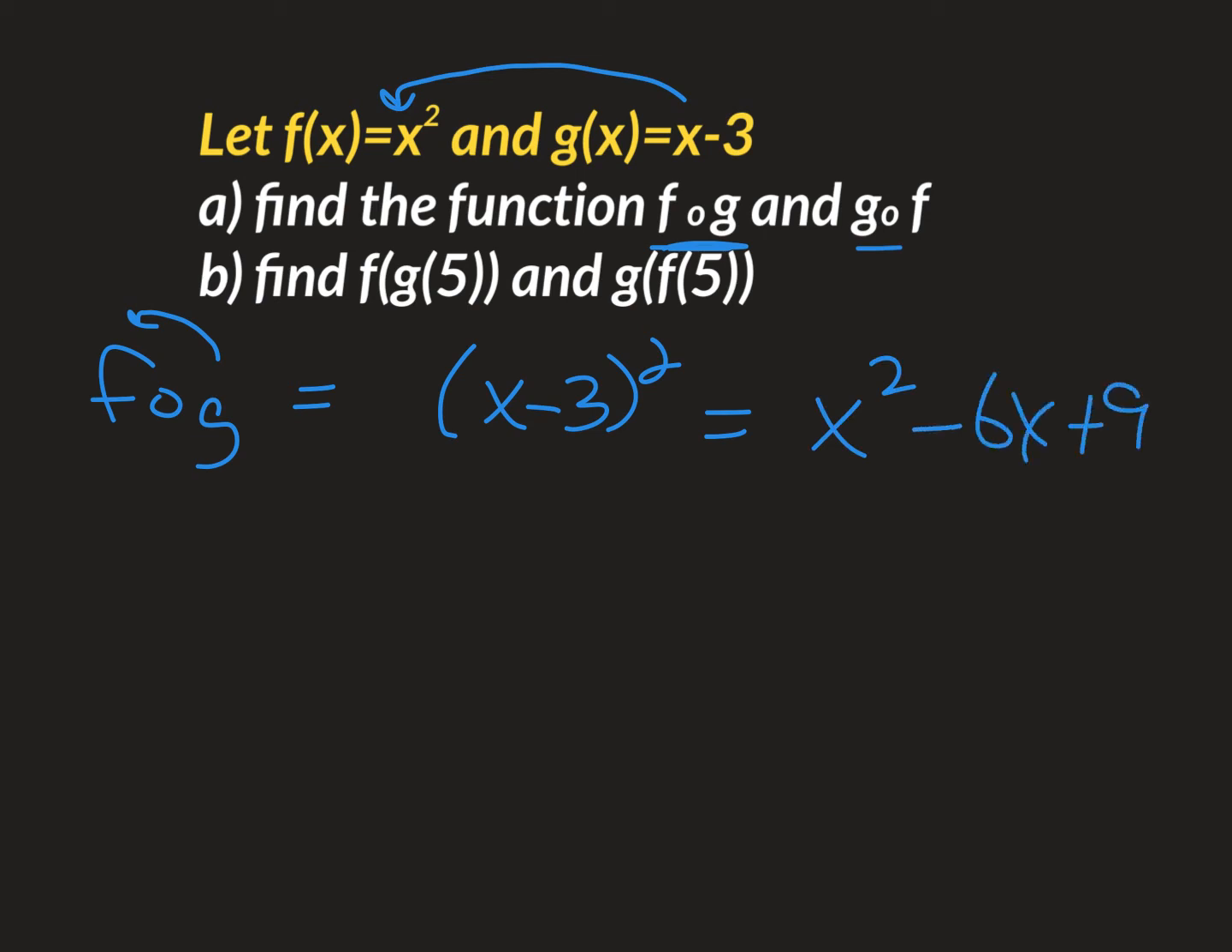That's f of g. Okay, when we find g of f, we're going to go just the opposite. I'm taking f, plugging into g. So I'm taking the x squared, I'm plugging it right there. So it just looks like x squared minus 3. All there is to it.